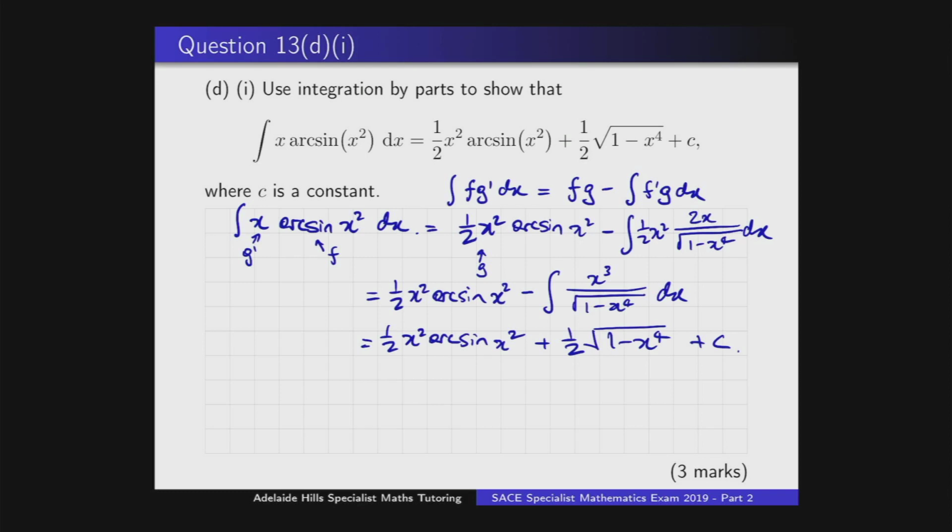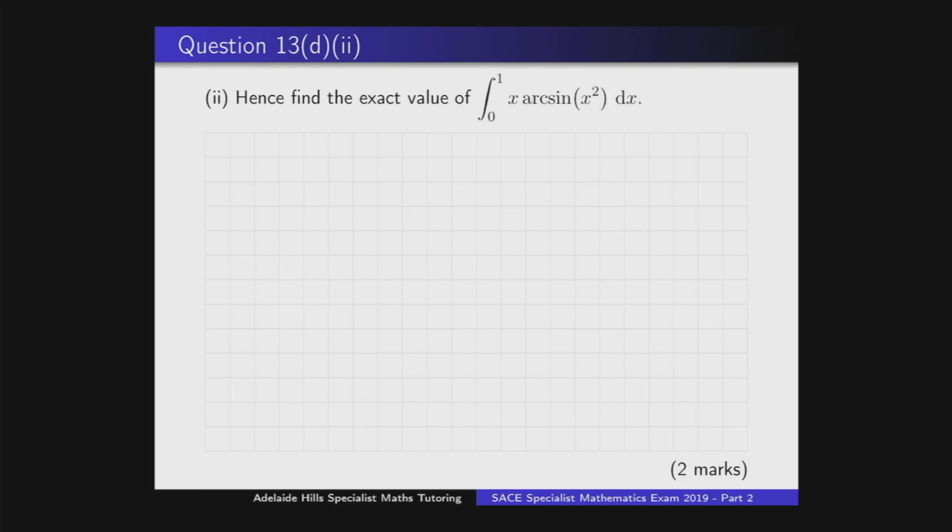Okay, and the last part of this question is we just want to do a definite integral. So that was an indefinite integral, so there was a constant there and we didn't have any limits. Now we're going to do a definite integral where we have limits. And most of the work's been done because we've worked out what the indefinite integral is of x times arc sine x squared dx. We want to integrate from 0 to 1.